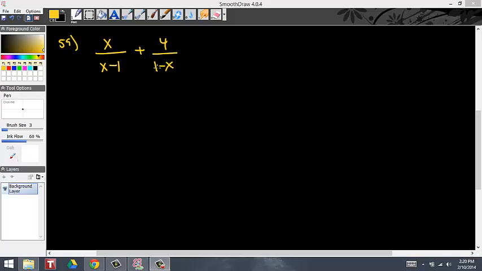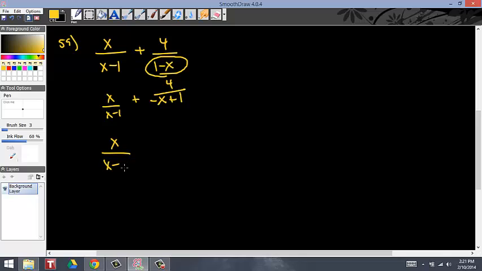So with this problem here, notice how the denominators are almost the same, but one of them looks like it needs a little bit of a push to get there. I'm going to take this right side denominator and flip it. So I got negative x plus 1, and don't forget there's a 4 above that, and then x over x minus 1, and it's being plus. So x over x minus 1.